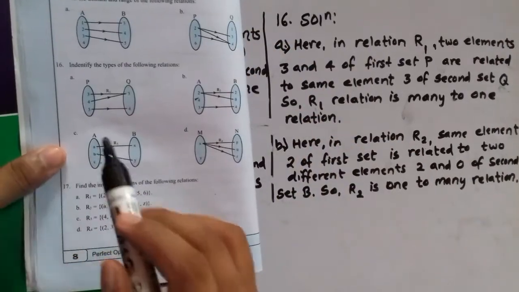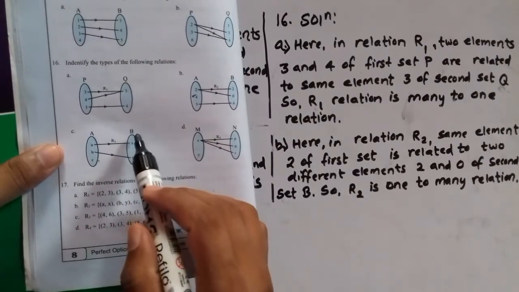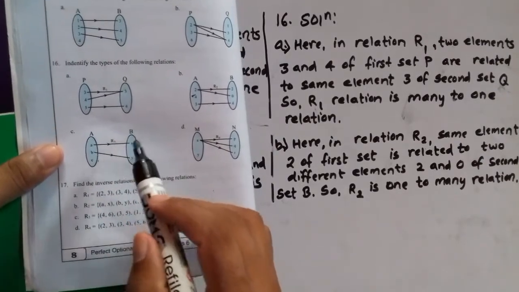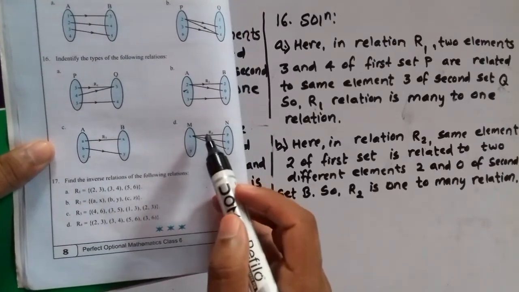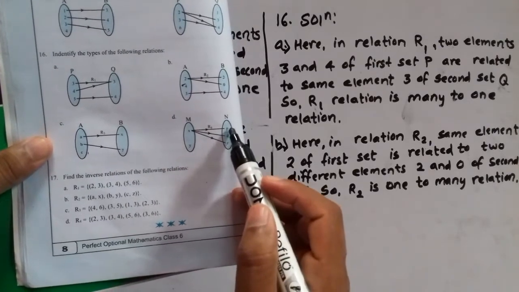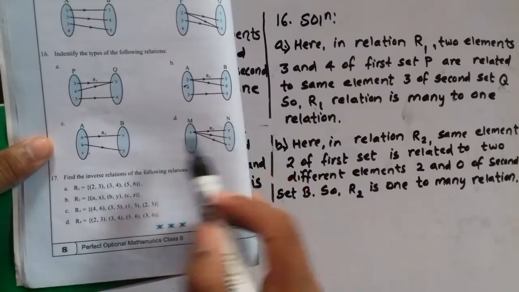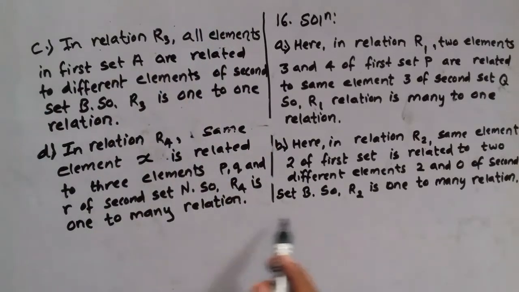And in question number C, different elements of set A are related with different elements of set B. So this is one-to-one function. And in question number D, same element X is related with three different elements P, Q, R of second set, and so this R4 is one-to-many relation. Here you can see.